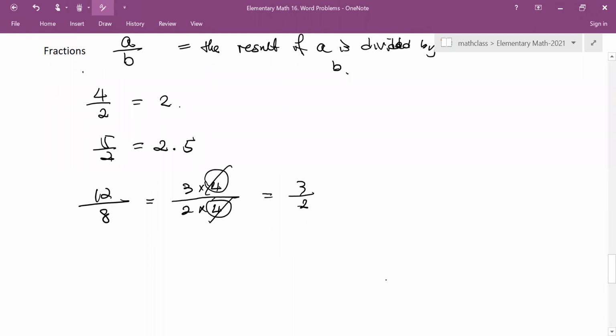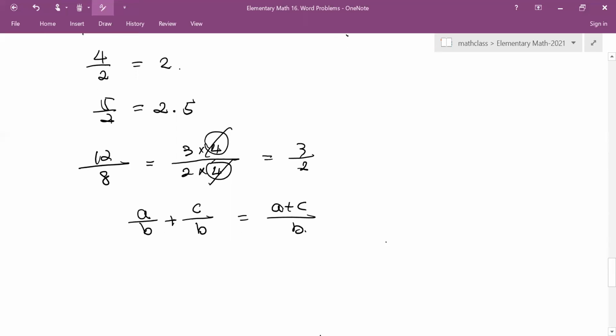Now, in order to add fractions, you have to make sure the two numbers have the same denominator. If they both have B, then you get A plus C over B. If not, you have to make them have the same denominator. For example, 3 over 2 plus 1 over 4. You cannot just add 3 plus 1 because the 2 and 4 are different.